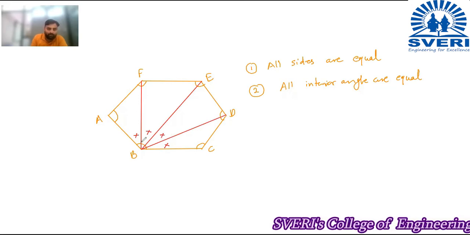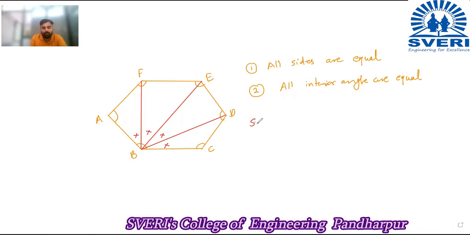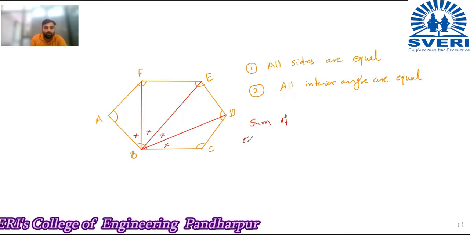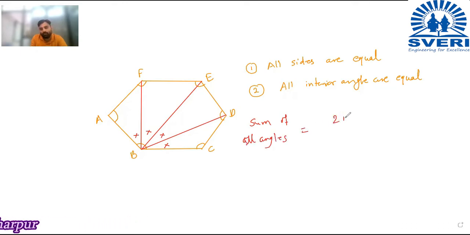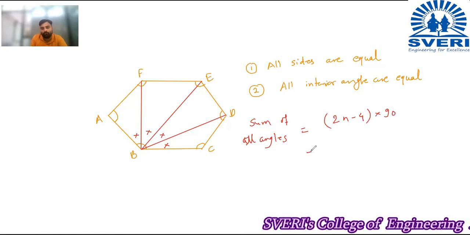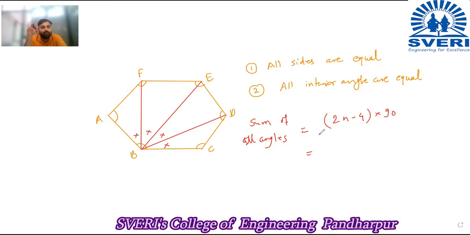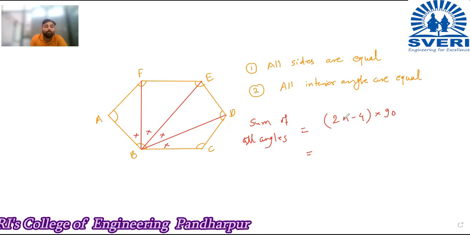And how to find out the interior angle? To find out the interior angle, the formula for the sum of all angles, you can use it for any geometry, is equal to (2n minus 4) into 90. This is the formula. Now we will try it first for a triangle. A triangle has a sum of interior angles of 180 degrees. This is known to you. Here n is equal to the number of sides.